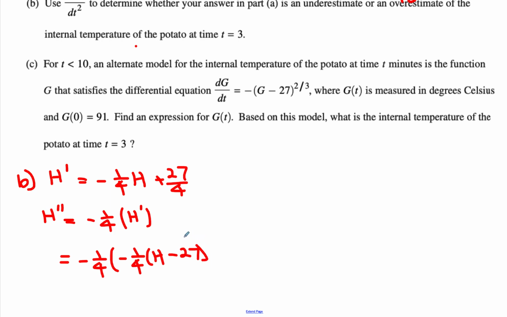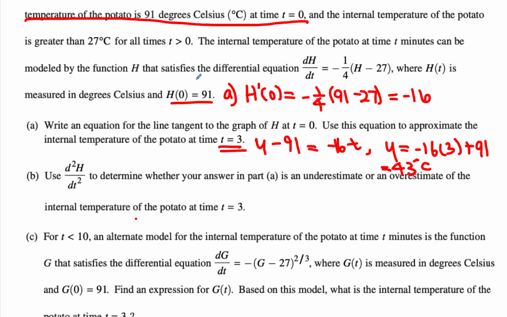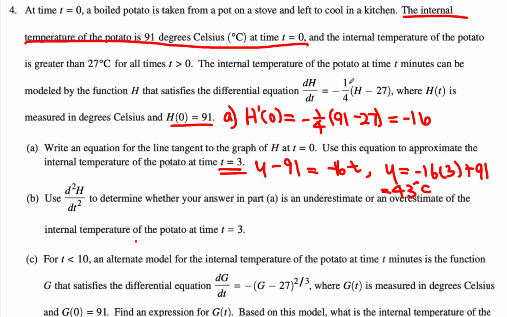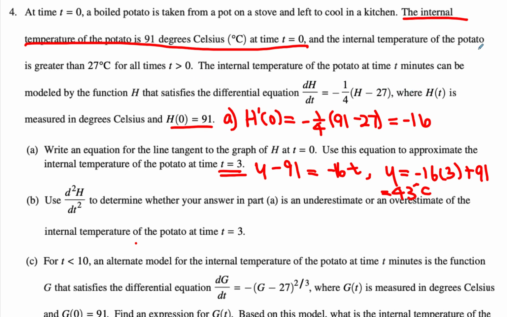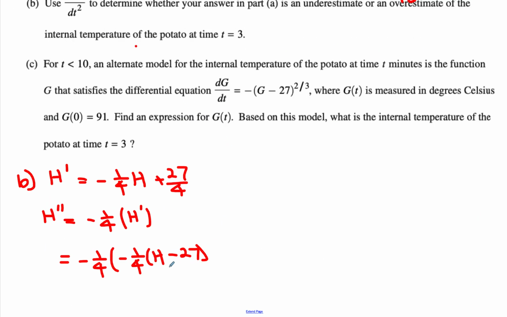Then since h is always greater than 27, the internal temperature of the potato is greater than 27 degrees all the time, we realize that h minus 27 is positive. And then the negative times negative makes that positive. So we realize that for all values, this is always greater than 0. Therefore, h is always concave up.